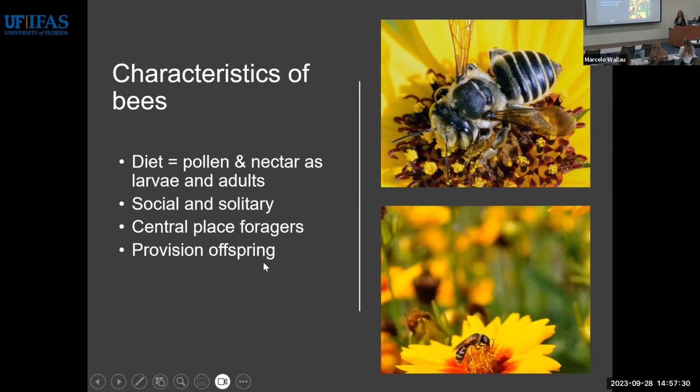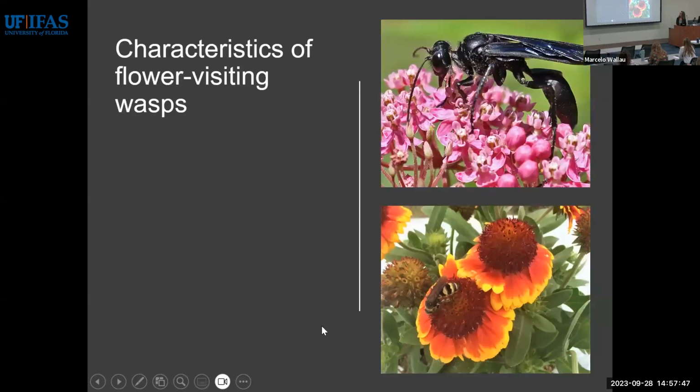They provision their offspring. Again, this is different than a lot of other insects that just lay eggs and move on. They feed their young. And so they're going to be collecting that pollen and nectar to feed their young as well as feed themselves. And they typically have pollen carrying hairs, again, because they're collecting it for their offspring. They're not just feeding themselves.